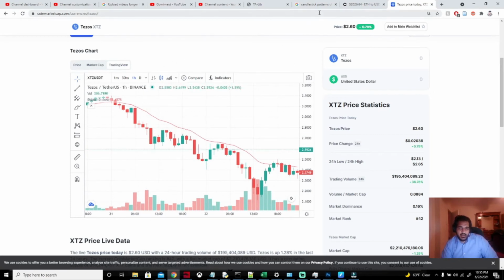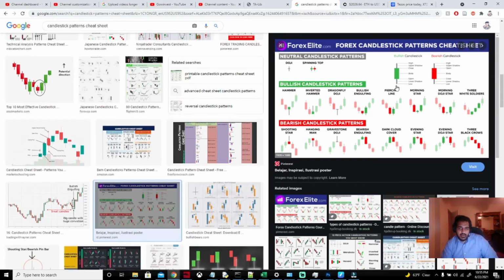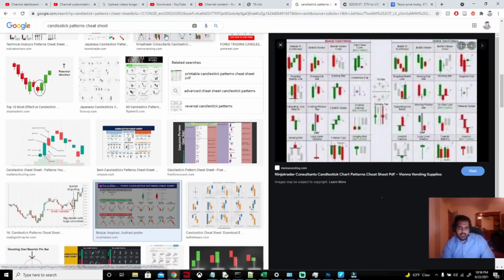There's a ton of other candlestick patterns here. Everyone's coming up with different patterns. There's some things that kind of show you multiple different, I think, considerations for this thing.